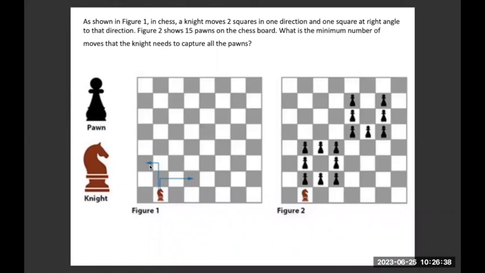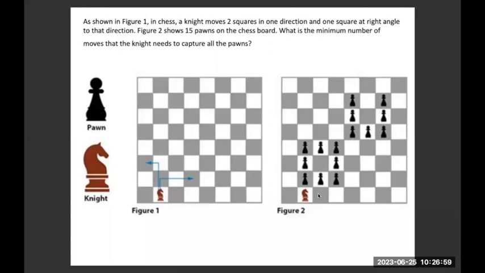You have to find the minimum number of moves that the knight will require to kill or capture all the pawns that are there in figure 2. You have to find the minimum number of moves that the knight will require to kill all these pawns which are seen in figure number 2.